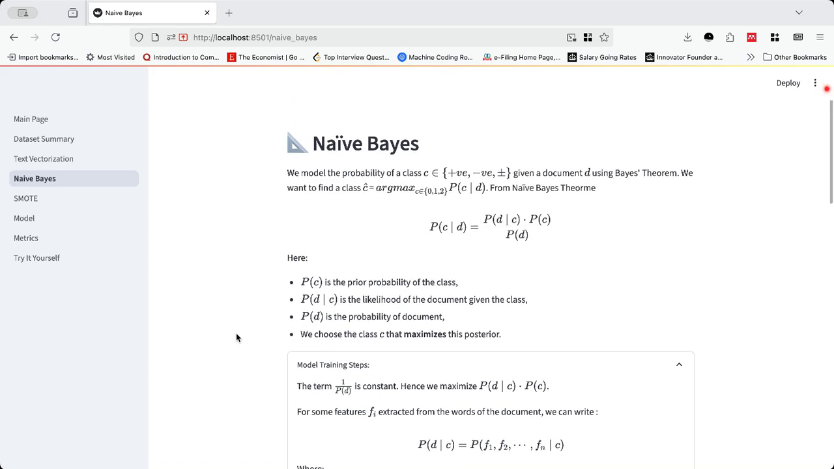So, the Bayes theorem tells us that for two events A and B, the probability of event A given B is equal to the probability of B given A multiplied by the probability of A, divided by the probability of B. What does this even mean? Well, A is called the prior, B is called the evidence, and the probability of B given A is called the likelihood.